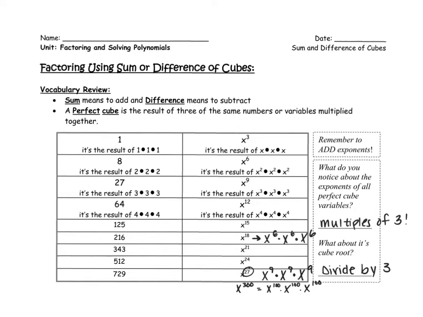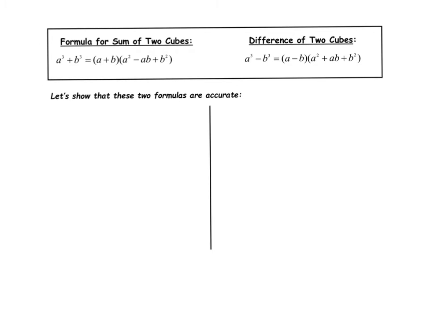All right, let's take a look at the rule for factoring. So this is the formula when I want to factor the sum of two cubes. a to the third is a cube, b to the third is a cube. This is how we will factor it. The difference of two cubes, if I have a subtraction sign between the two cubes, this is what it will factor out to. So let's just prove that these two formulas are actually correct.